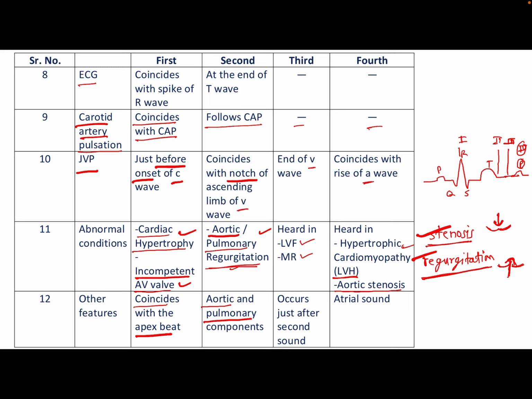But in some diseases, some conditions, the time gap between the aortic and pulmonary components will increase or decrease. So these pathologies can affect the second heart sound. Then the third heart sound is heard just after the second sound, as we had seen. And the fourth heart sound is also called the atrial heart sound. So these are important characteristics of the first, second, third and fourth heart sounds.